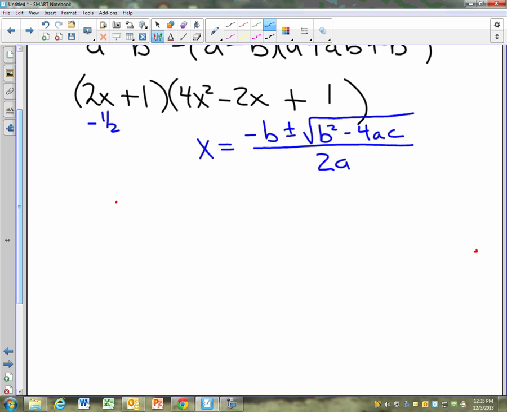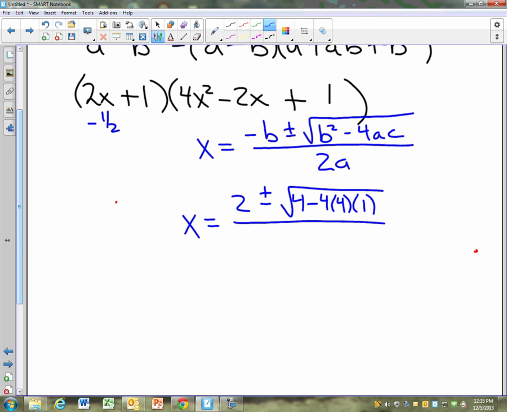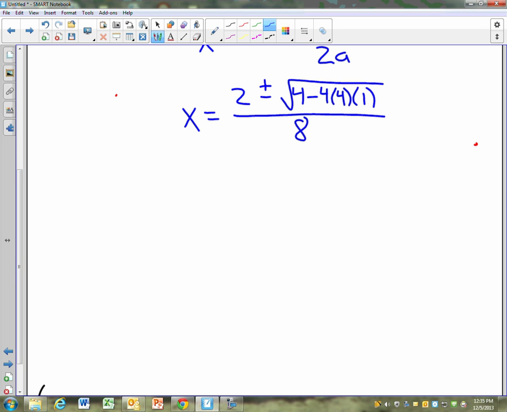I'm disappointed. All right. Negative b. What's negative b? Positive 2, plus or minus the square root of b squared, 4, minus 4 times a, which is 4, times c, which is 1, divided by 2a, which is going to be 8. The quadratic formula is just another way of completing the square. It's just we have a formula for it. So we have x is equal to positive 2 plus or minus the square root of, what is 4 minus 4 times 4 times 1? Negative 12. Square root of negative 12 divided by 8.